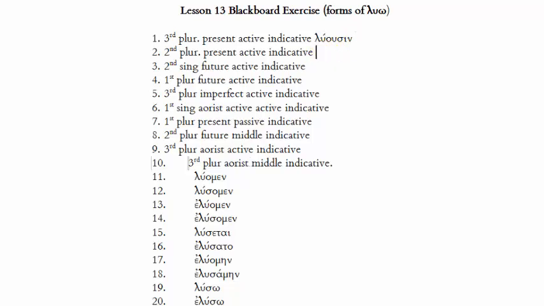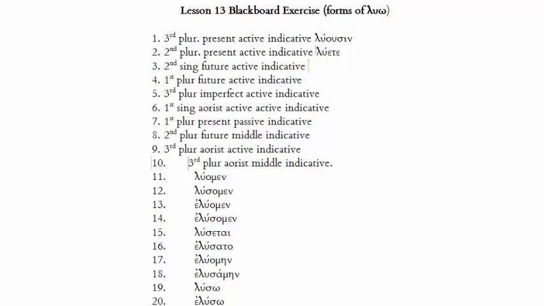Okay, second plural present active indicative of luo. What would that be? Well, remember, the second plural always has that epsilon ending, right? Okay, so it's simply luete. Luete. All right.